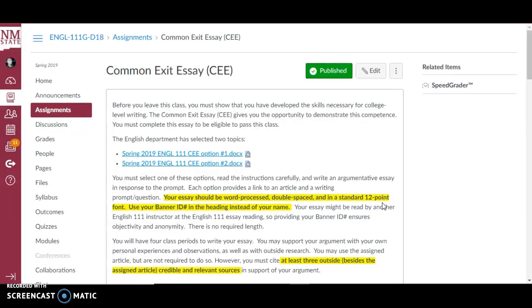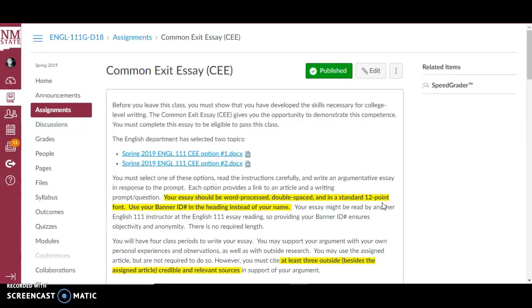However, that rarely happens, and the reason why is because when you take the Common Exit essay the first time, I am not allowed to help you. Other teachers cannot help you. Tutors cannot help you. But the second time, when you are revising, if you need to revise, I can help you and tutors can help you. So really, if you don't pass it the first time, most people pass it the second time because they revise and they make the changes that are necessary.